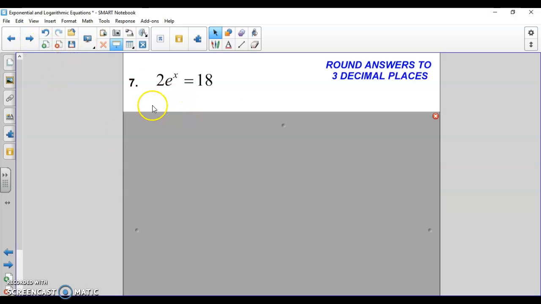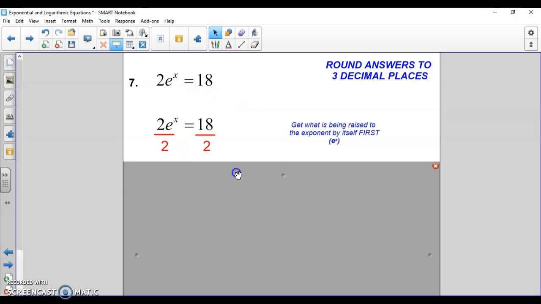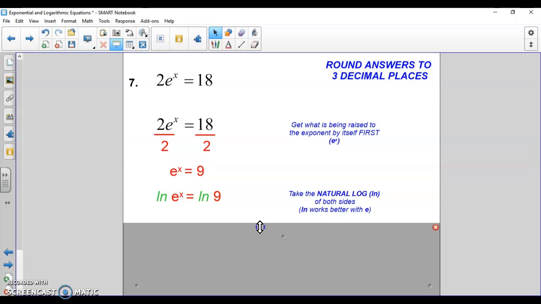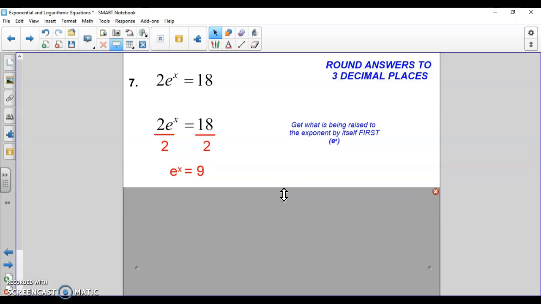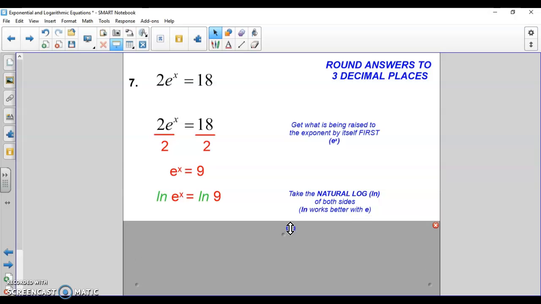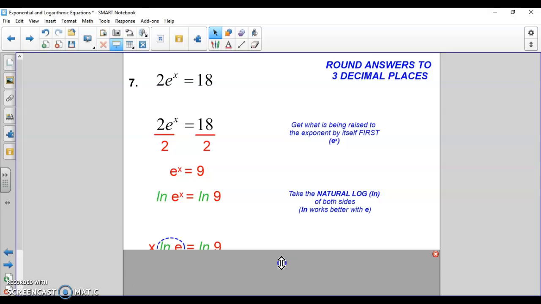So, in a problem like this, you have to get what's being raised to the exponent by itself first. In this case, it's e to the x. So divide by 2 first. Get e to the x equals 9. Take the natural log of both sides. You can technically take the log of both sides, that's fine, but natural log is just better.